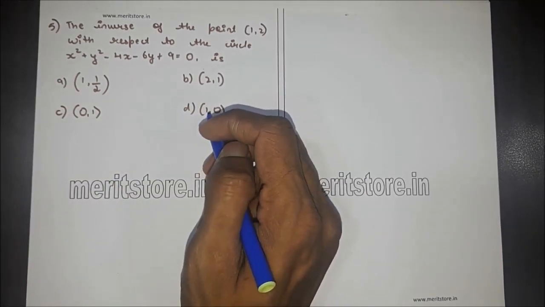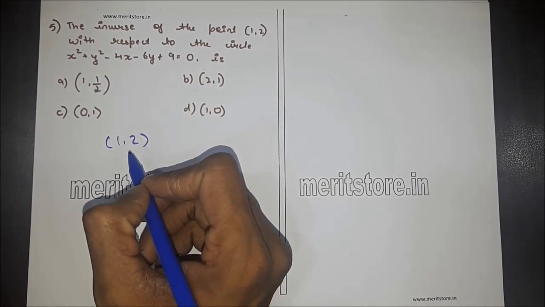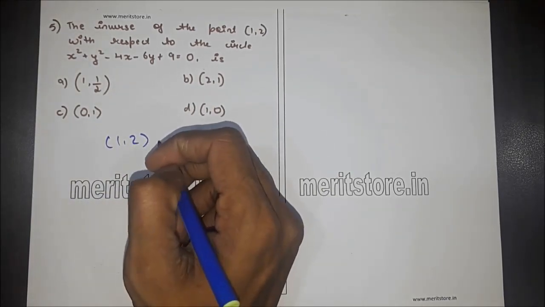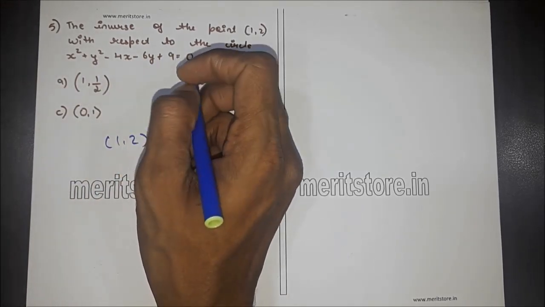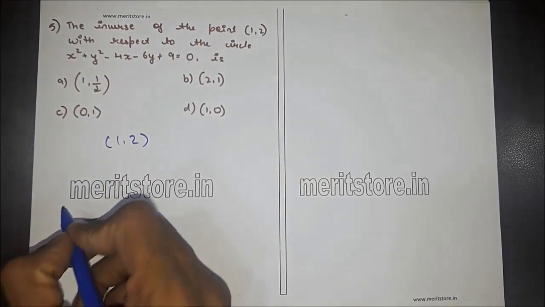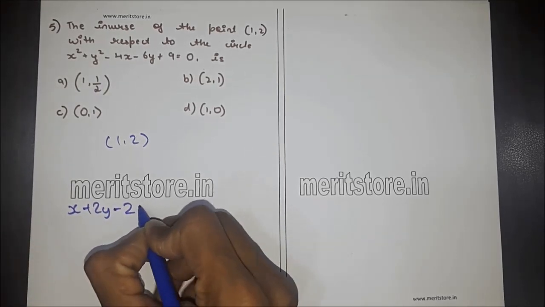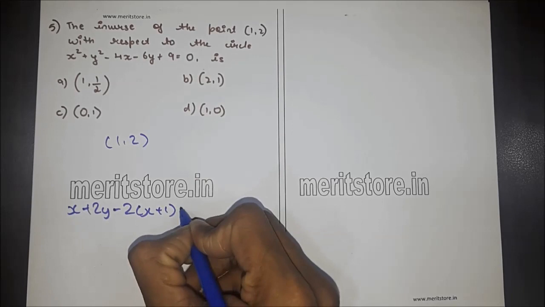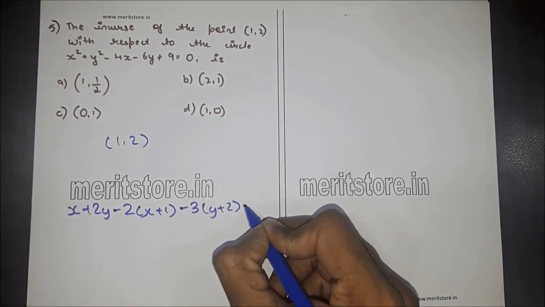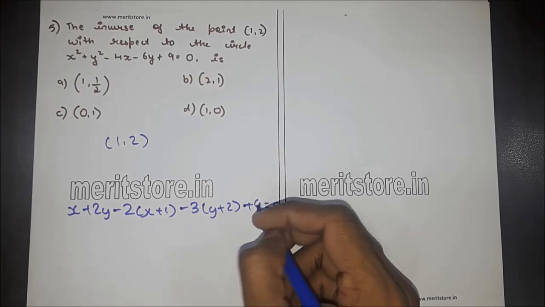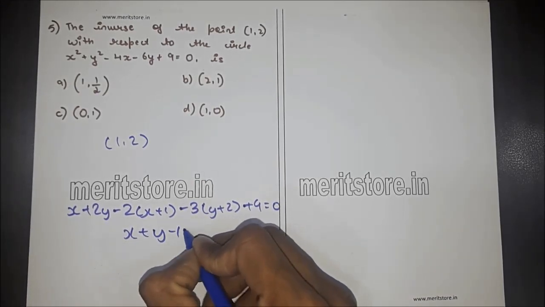The equation of the polar with respect to the point (1, 2) to the circle x² plus y² minus 4x minus 6y plus 9 equal to 0 is x plus 2y minus 2(x plus 1) minus 3(y plus 2) plus 9 equal to 0. We solve this, we get x plus y minus 1 equal to 0.